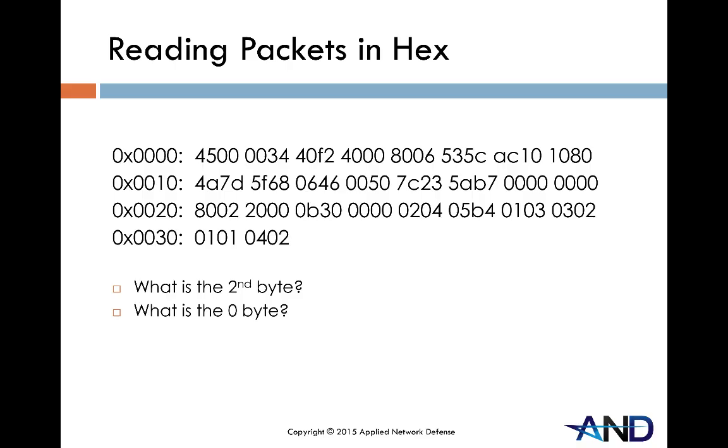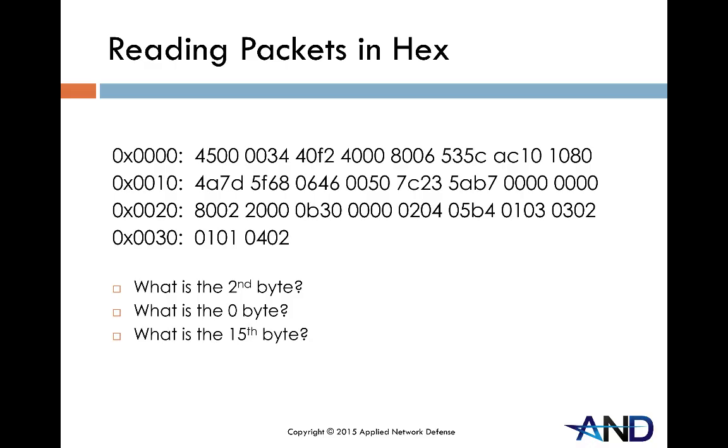Let's try another one. What is the 0 byte? Okay, so this one trips some people up because you're not used to identifying something with a value of 0. But in this case, as we're counting starting at 0, the 0 byte is actually 45. It is technically, I guess, the first byte, so to speak, if you want to think about it in the traditional sense. But for our purposes of starting counting from 0, it is the 0 byte.